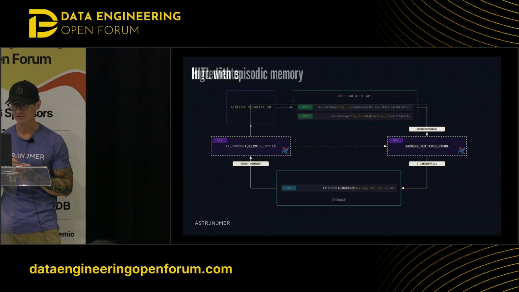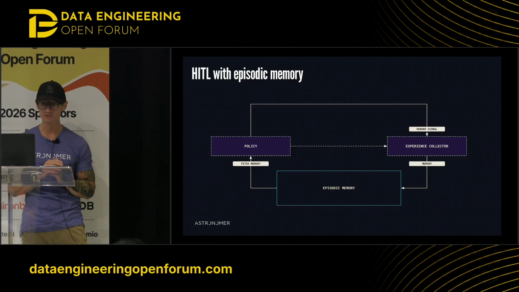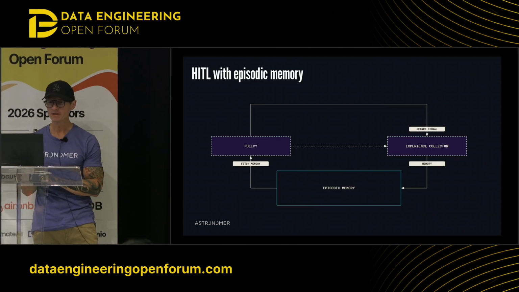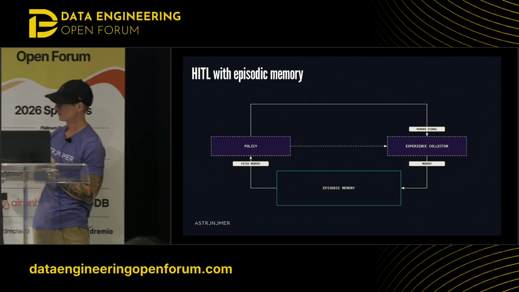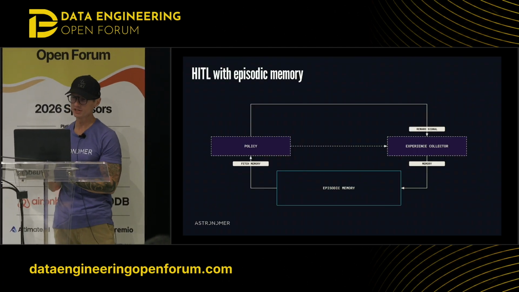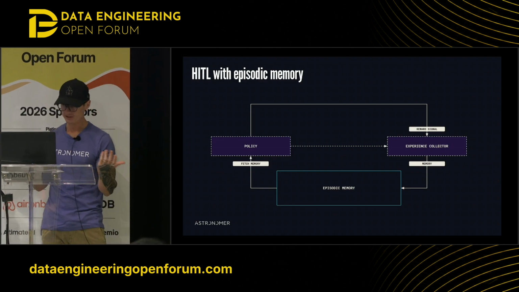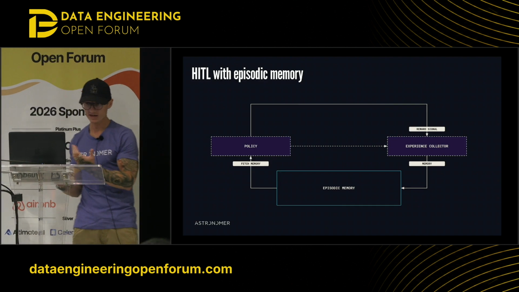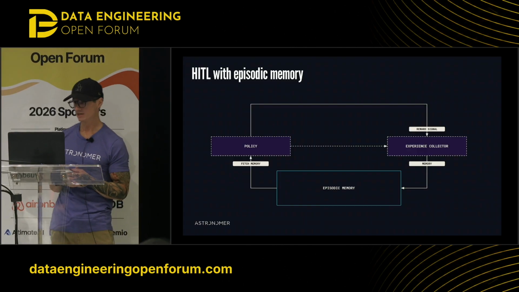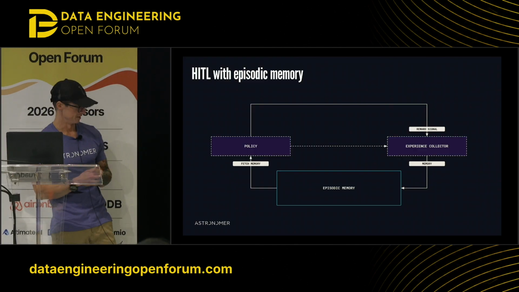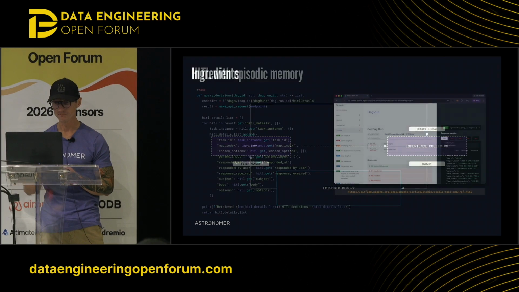If you zoom out again, this is also something known as human in the loop with episodic memory. So there you have a policy. This policy has a reward signal going into the experience collector that is written to a memory, and the memory is basically the episodic memory that is then going inside to the policy. And this is a nice system you can build with Airflow, for instance. And it's something that is very good because it will improve over time.